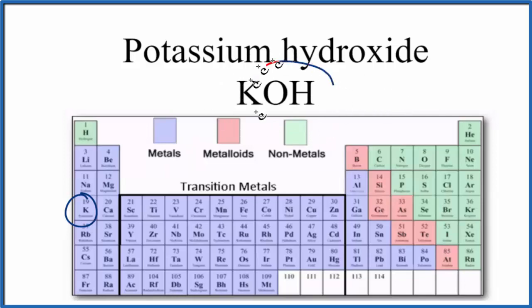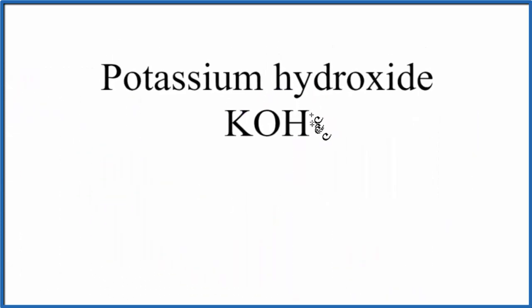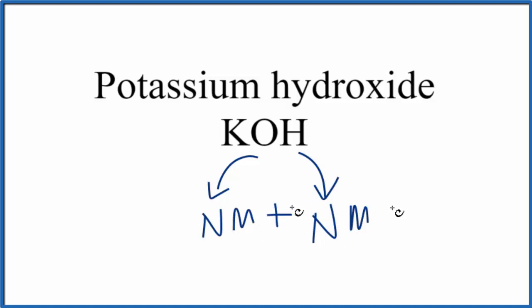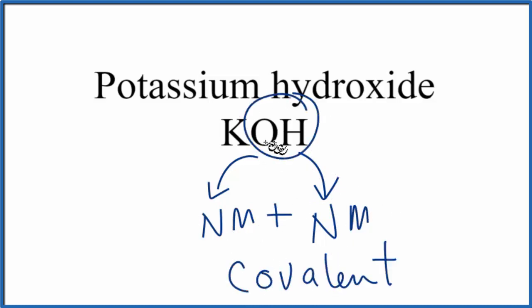Let's talk about the hydroxide ion for just a moment. For the hydroxide ion, we said the oxygen is a nonmetal, and the hydrogen we said was a nonmetal. Nonmetal plus nonmetal gives us a covalent bond. The bond between the oxygen and hydrogen in the hydroxide ion is covalent, or molecular.